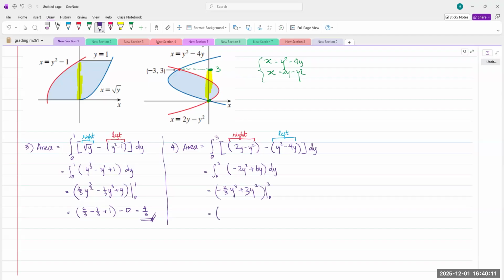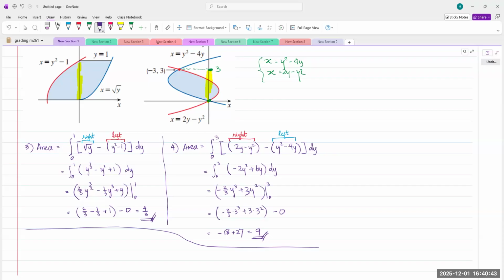When I plug in 3, that will be negative 2/3 times 3 cubed plus 3 times 3 squared minus 0. What is that? Negative 18 plus 27, that's 9. I think the computation part, once we are done with setting up the integral, we are actually okay. After that, we just apply the integration, right?